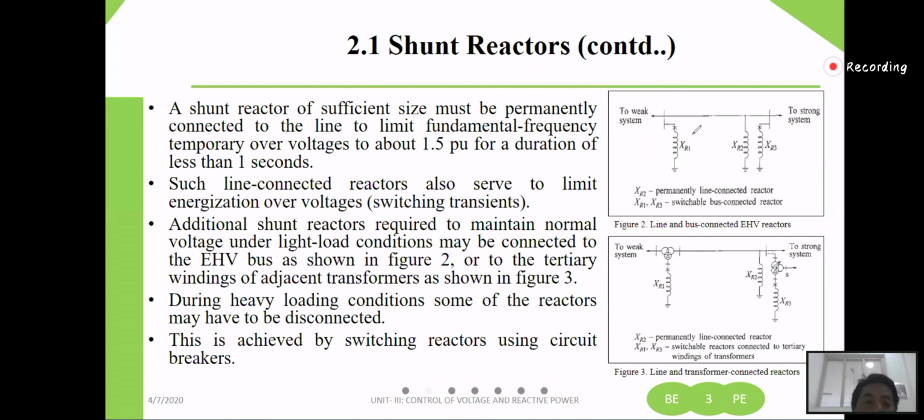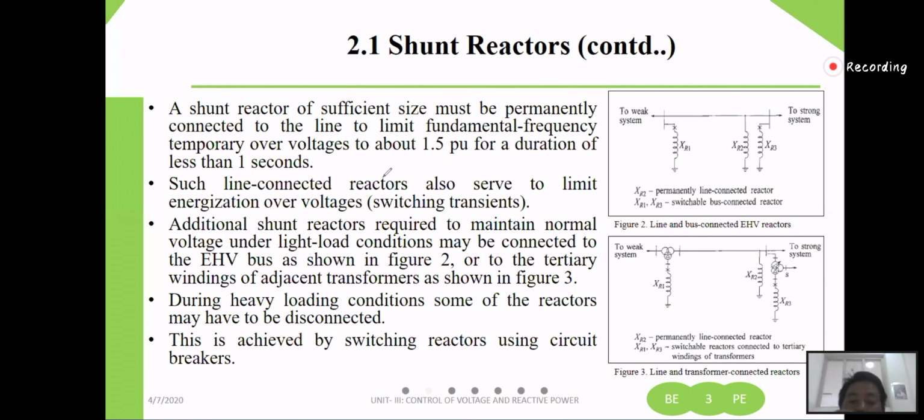Okay, so to limit the fundamental frequency temporary overvoltages up to 1.5 for a duration of less than 1 second. So now what it means is, if you have this type of thing, the Ferranti effect and all, now we have to limit the voltages. This receiving end voltage should not be greater than 1, but overvoltages we can accept up to 1.5 if you express in terms of per unit for a duration.